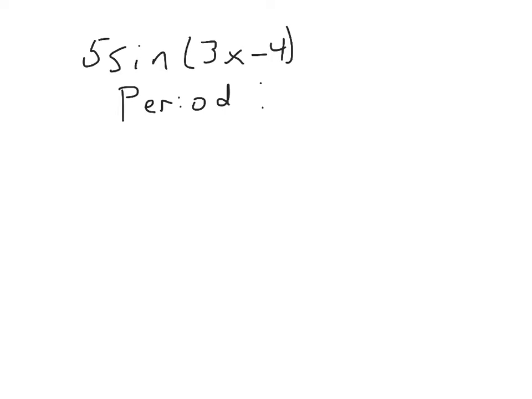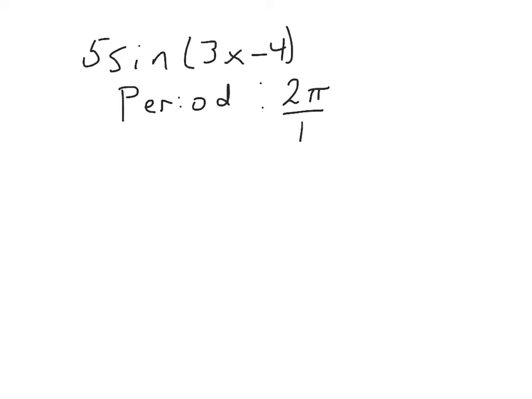If I give you the sine and I put a 5 in front of it, and I give you, say, 3x minus 4 inside parentheses. If I ask you to find the period of that function, we know that the normal period of sine, the distance it takes before the graph starts to repeat itself, is 2 pi. So I'm going to write that as 2 pi over 1.